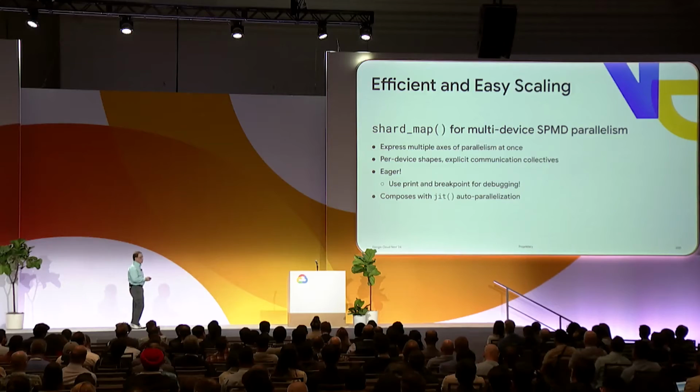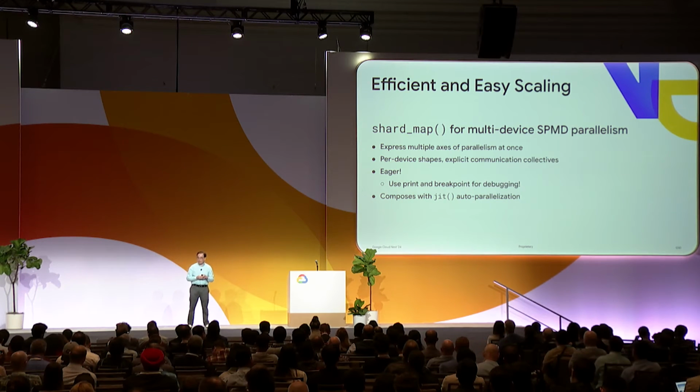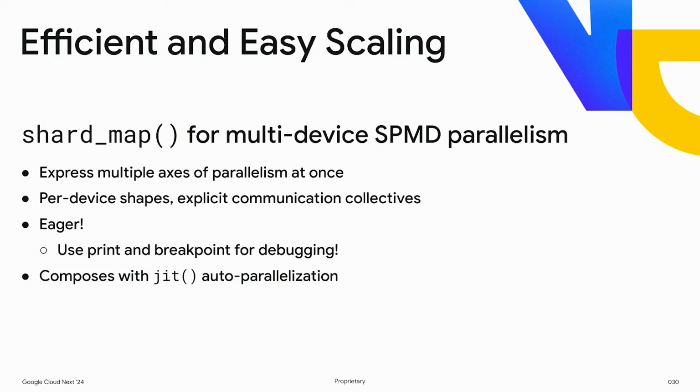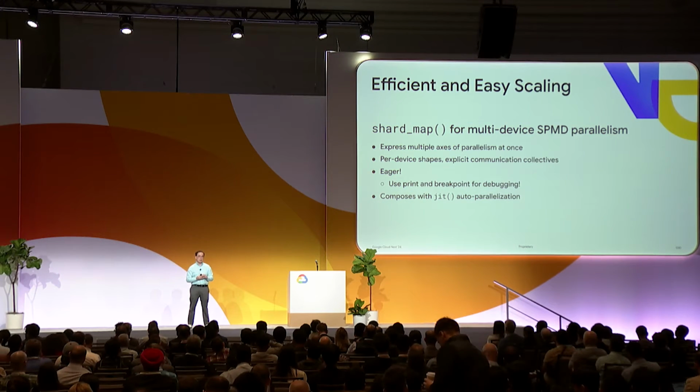So shard map or SHMAP is used for multi-device SPMD parallelization. You can express the different multiple axes of the parallelism in one go. You have per device shapes. You can explicitly define your communication collectives. It's eager. So one of the nice things is when you're working with this, you can step through it in like a REPL and do debugging and so forth. But of course it composes, just like everything else in JAX.